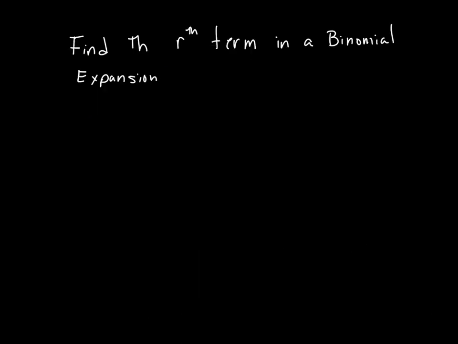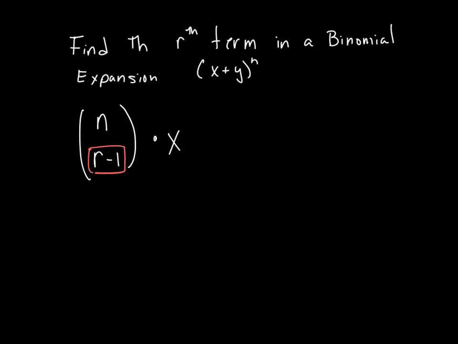The formula we're going to use for that is still going to start off with n, because you're still starting off with x plus y to the nth power. So it's n choose r minus 1. I multiply that times x. And think about this r minus 1 as a singular piece. It will help when we're doing this formula in a minute.